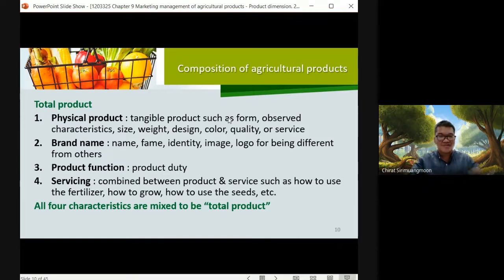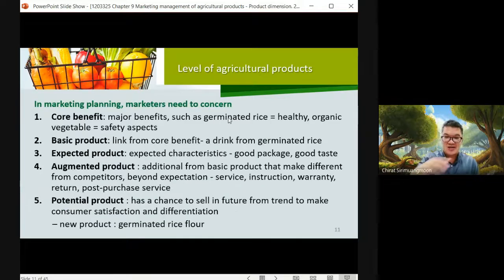Okay, so again, all four characteristics combine together to be the total product, and a total product does not need to have all four characteristics. It may be just two, three, or one. It depends. Good.